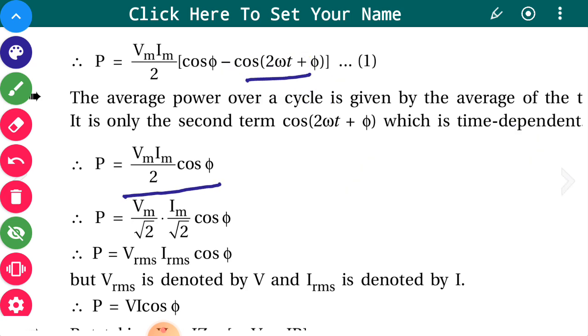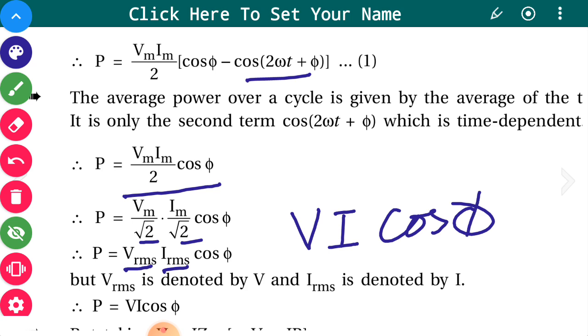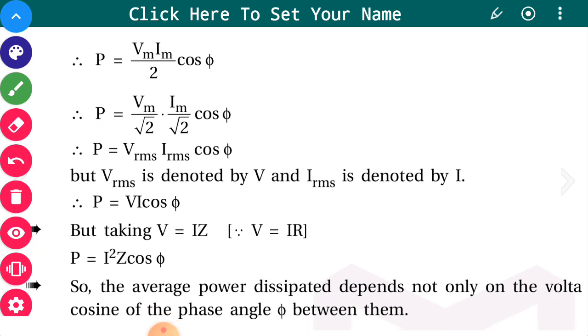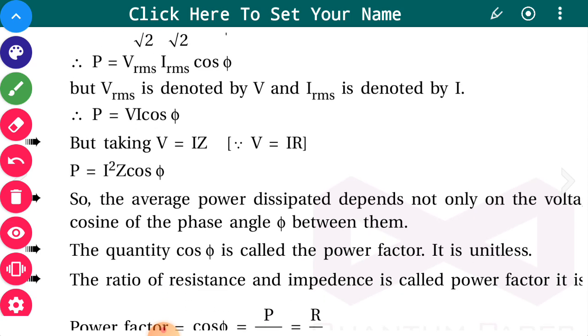So you have Vm Im cos phi upon 2. Now that 2 can be separated in root 2 form. So Vm upon root 2, Im upon root 2. Vm upon root 2 is Vrms, Im upon root 2 is Irms. In our textbook it is generally written as V I cos phi, where wherever V or I is written, we have to understand that it is the RMS value. So this part is very easy, and it is important also.